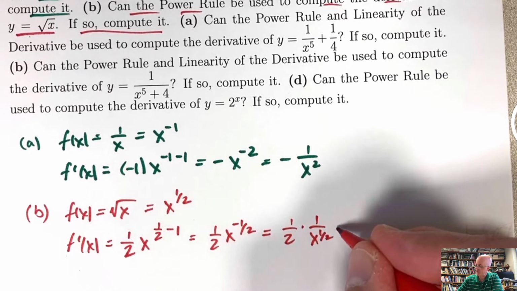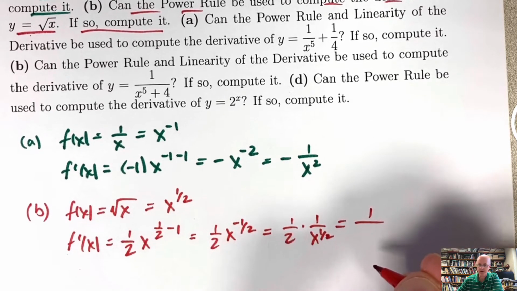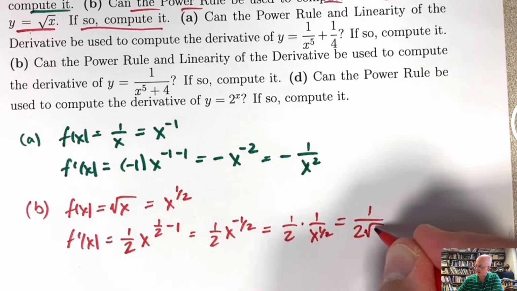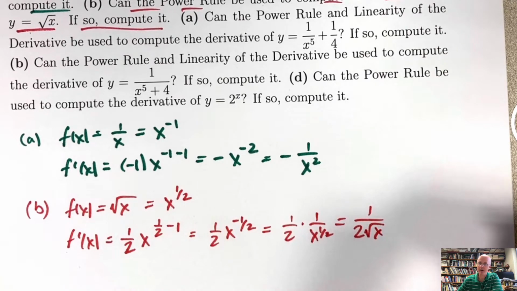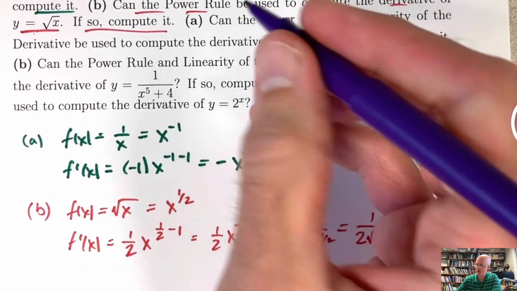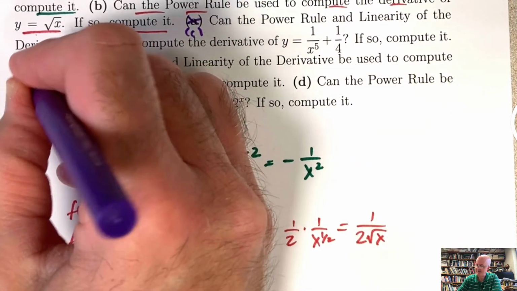That can also be written as 1/2 times 1 over x to the 1/2. And then those fractions can be combined by multiplying the numerators and denominators. And you also can write x to the 1/2 as square root of x. And this is true for all positive values of x. I'm noticing in the next parts that I've labeled them wrong. This is C. This is D.